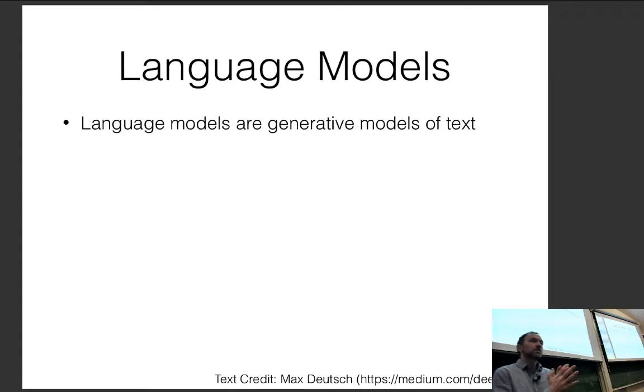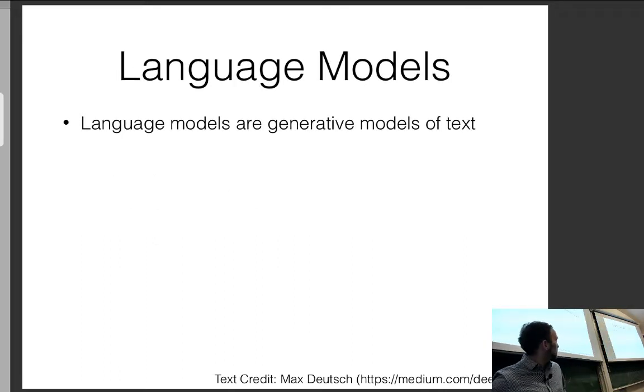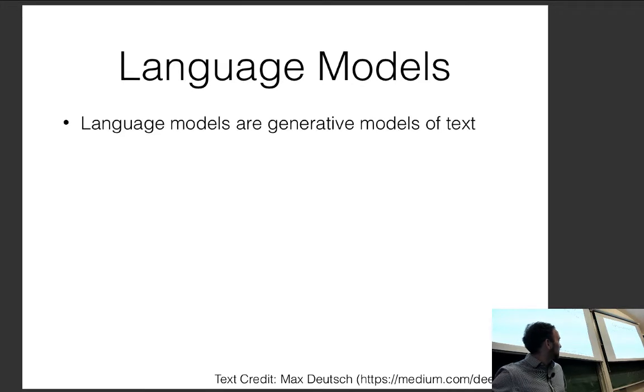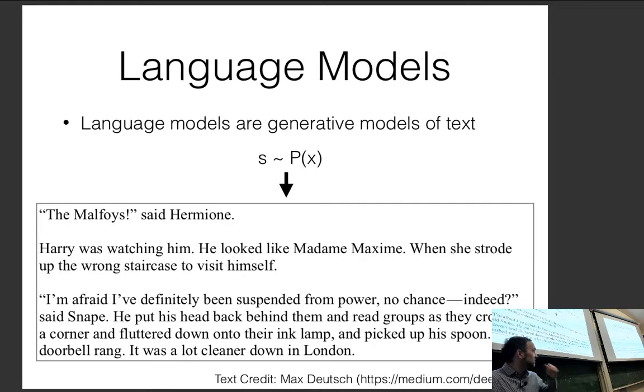So language models, which we've talked about a lot before, are generative models of text. Basically, they give you a probability distribution P(X) over X, and you can sample a sentence from it. If you train it on a bunch of Harry Potter books, you can get something that looks a little bit like this. Like, "The Malfoys," said Hermione, Harry was watching him. He looked like Madame Maxime. When she strode up the wrong staircase to visit himself, "I'm afraid I've definitely been suspended from power, no chance," indeed, etc., etc.